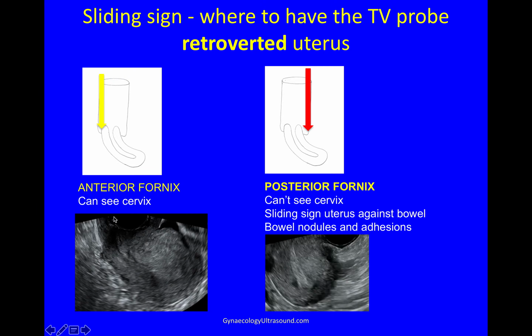But if the uterus is retroverted, then when you have your probe in the anterior fornix, you can see the cervix, but it's quite difficult to judge mobility at the back of the cervix, which is where we need to look in the pouch of Douglas. But if you put the probe in the posterior fornix, then again, you can't see the cervix because you've pushed that away, but you'll now be able to judge the sliding sign of the uterus against the bowel in the pouch of Douglas, and will also look and find bowel nodules and adhesions.